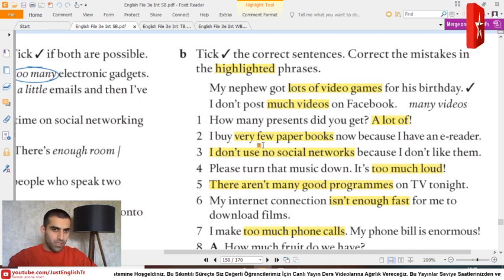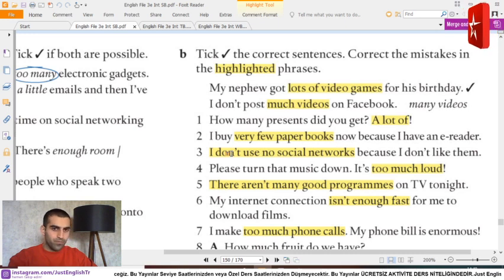Okay. So let me tell you the correct answer. This sentence is correct. Why? Because we use very few with countable nouns. That's why we should use tick. Number 2 is correct. Yes. Number 3.